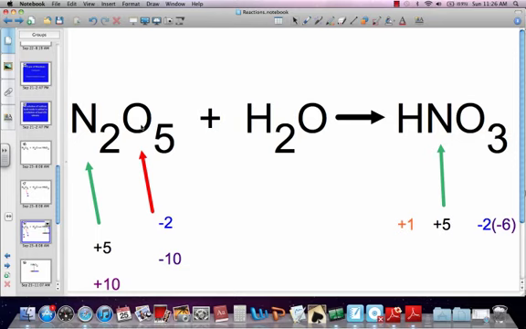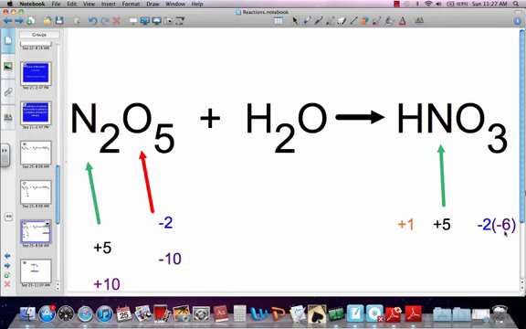-2, 5 of them, -10 total. This must be +10 total to cancel it out. There's 2 of them, so each one is +5. Over here in nitric acid, oxygen's -2. There's 3 of them. That's a total of -6. Hydrogen's +1. Therefore, nitrogen must be +5, so that we have a total charge over here of +6 to cancel out the -6.